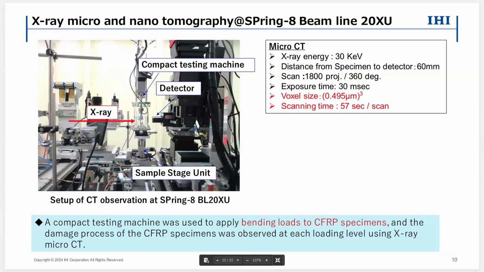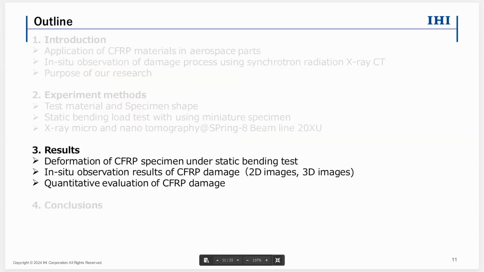This slide shows the X-ray microtomography setup, with the compact test machine set on the sample stage unit. And these are the micro CT conditions. The voxel size of the CT image is about 0.5 micrometer cubic. The scanning time is about 1 minute. So let's move on to the experimental results.